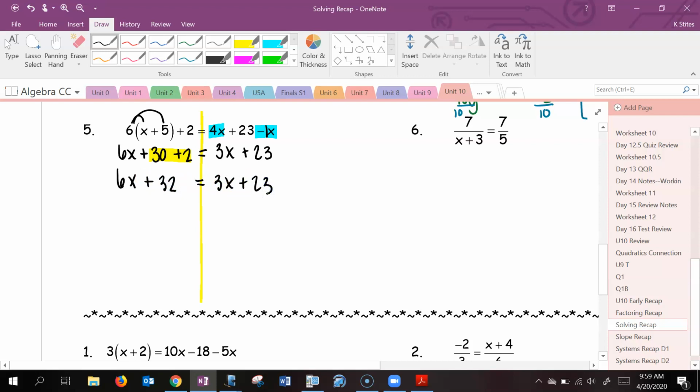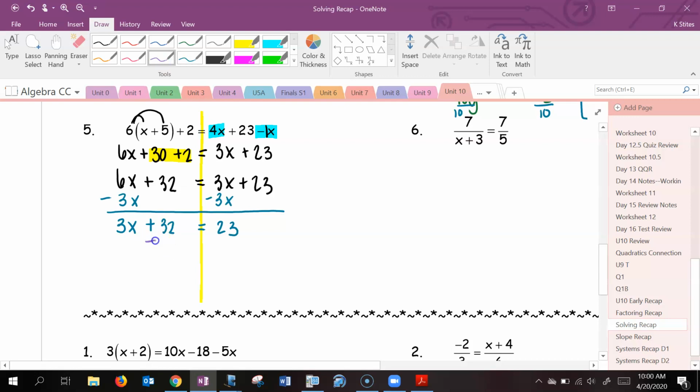Once you're to this step, now you want to make sure that you move your smaller variable first. So our smaller variable in this case is the 3x. I'll go ahead and subtract it on both sides, lining it up where the other x is. 6x minus 3x is 3x. Bring down my 32. Equals 23.